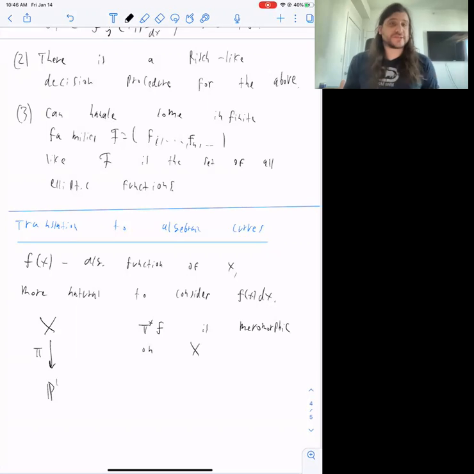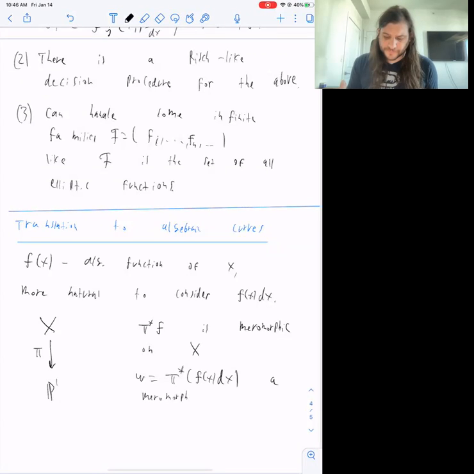Right, like if f was the square root of x squared plus 1, we just adjoin y equals the square root of x squared plus 1, and when we pull that back, we get a meromorphic function on the algebraic curve X. And in fact, more naturally, we can look at omega, which is the pullback of this one form, f of x dx. And this will be a meromorphic or rational one form on X.